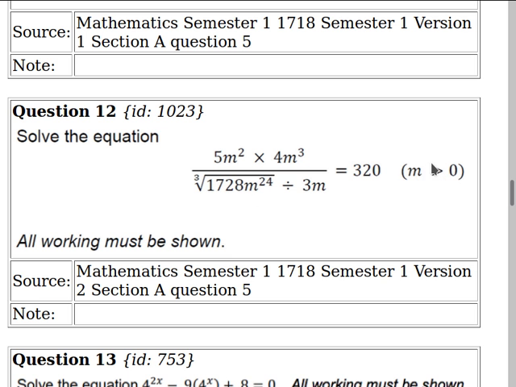If this was deleted, there would be two answers. However, we're only looking at one answer, the positive answer. Okay, this one, give it a try. Looks a little tricky, but I don't think it's as bad as it looks. It's just all the rules of indices.